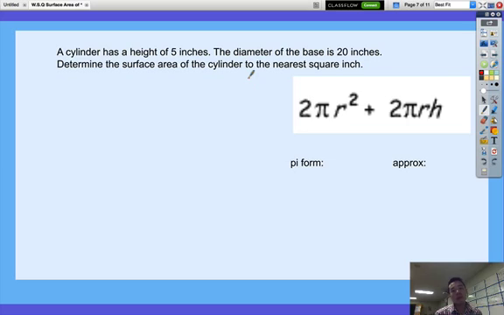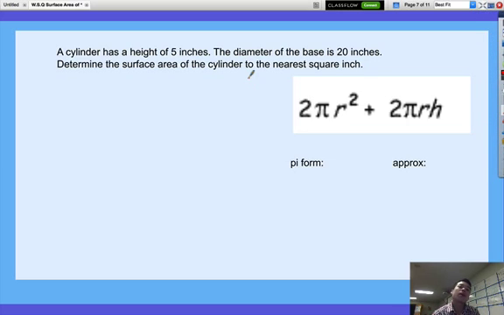Here's another example. Why don't you pause the video here and try it by yourself, and then push play when you're ready to check your answer while I move on. So I have a cylinder that has a height of 5 inches, and the diameter of its base is 20 inches. Okay, so I'm just going to quickly sketch it. I'm not the best artist here, but it's going to look something like this. Not drawn to scale, obviously.